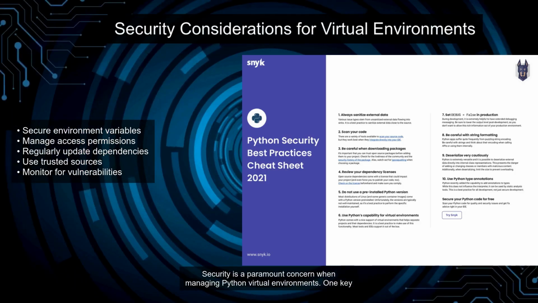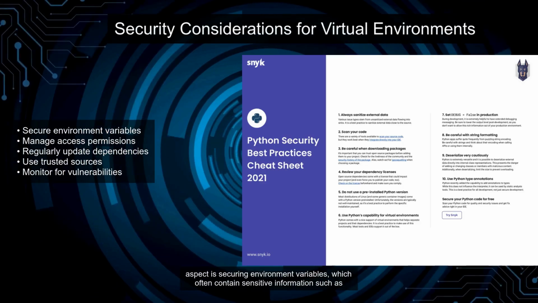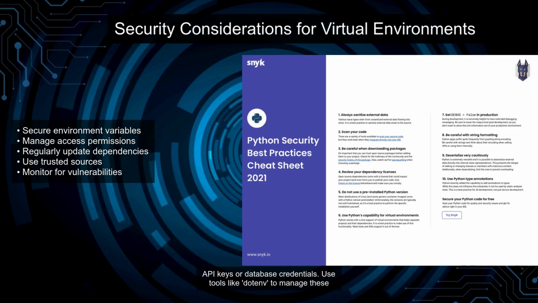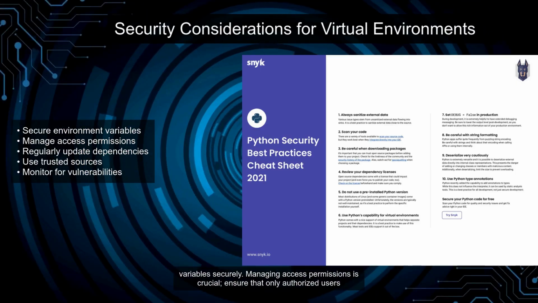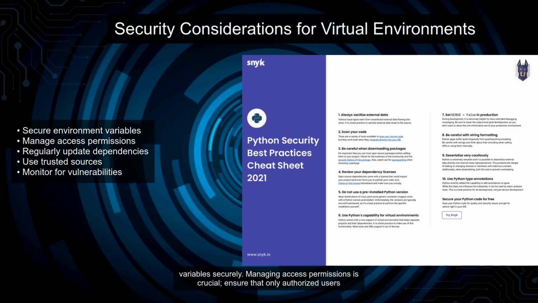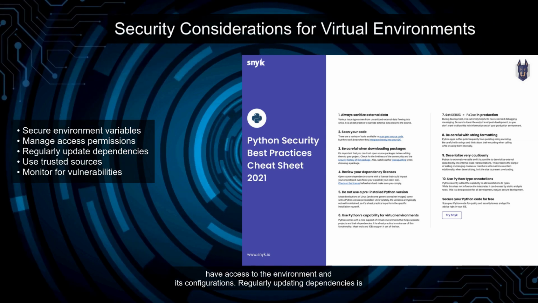Security is a paramount concern when managing Python virtual environments. One key aspect is securing environment variables, which often contain sensitive information such as API keys or database credentials. Use tools like .env to manage these variables securely. Managing access permissions is crucial. Ensure that only authorized users have access to the environment and its configurations.